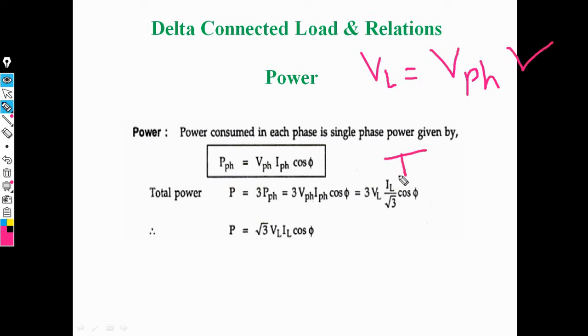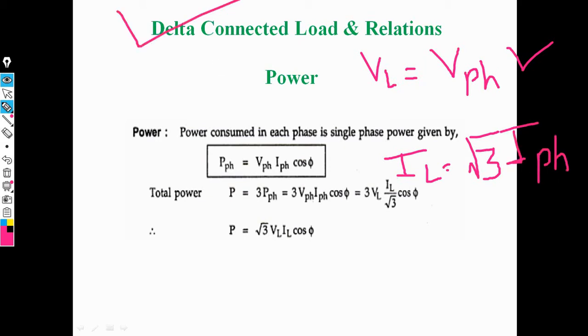Then line current is equal to root 3 IPH. Okay, now this is the relation in a delta connected load. Now, total power is equal to 3 into VPH IPH cos phi. This VPH IPH cos phi is put here, but VPH is equal to VL, which is put here.